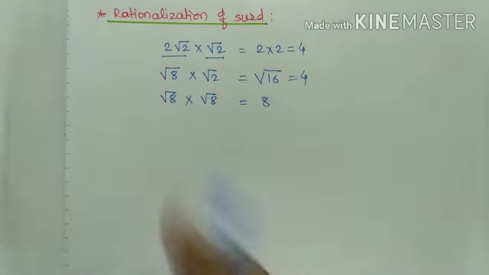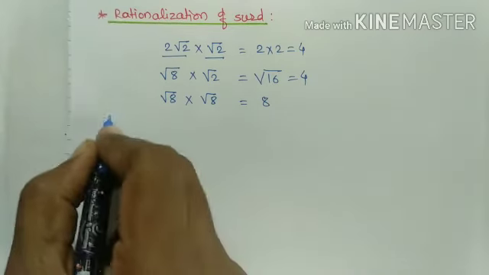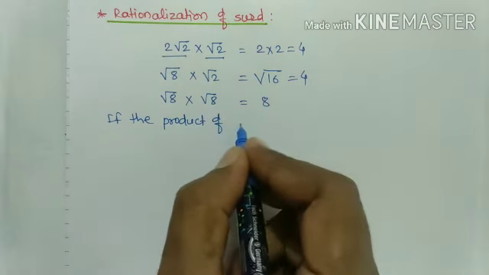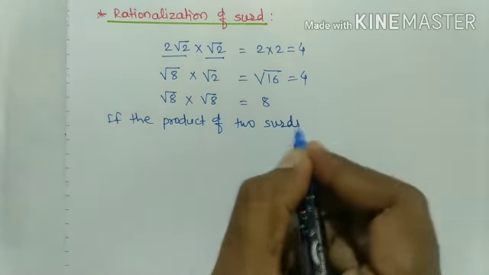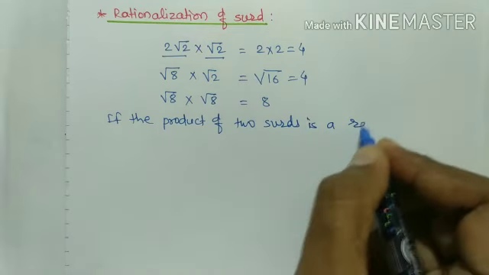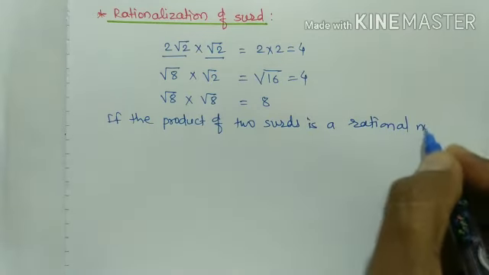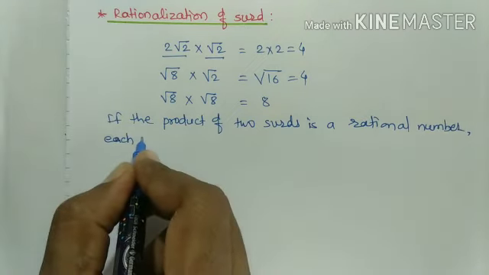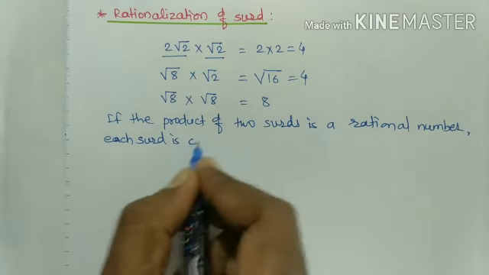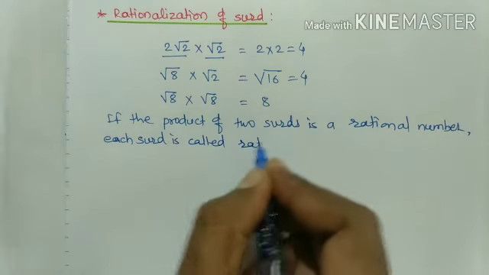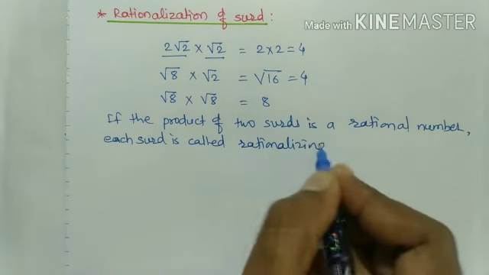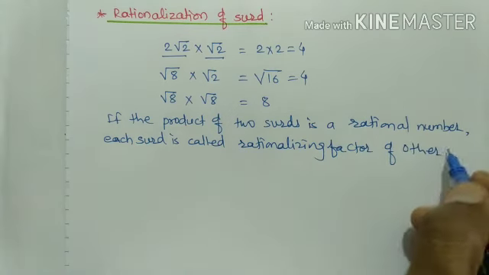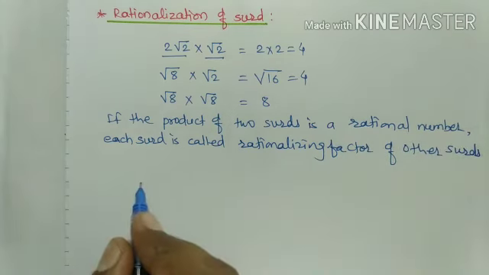So here we write the definition of the rationalizing factor: if the product of two surds is a rational number, then each surd is called the rationalizing factor of the other surd. Rationalizing factor of each other.